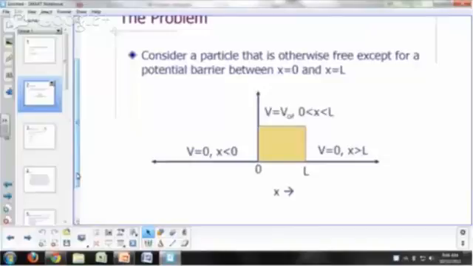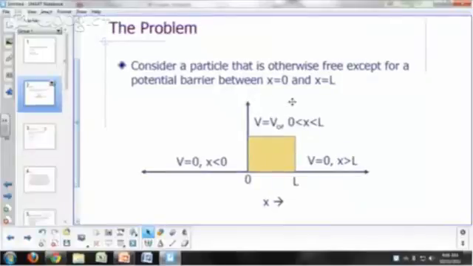We have essentially a free particle, except that in this case we're going to change the potential energy from x equals 0 to x equals L. So there's a region where the potential energy jumps, so it's not going to be equal to V equals 0. It will be some finite number, V naught, between x equals 0 and x equals L. And we're going to be looking at the solution to the Schrodinger equation for this problem.